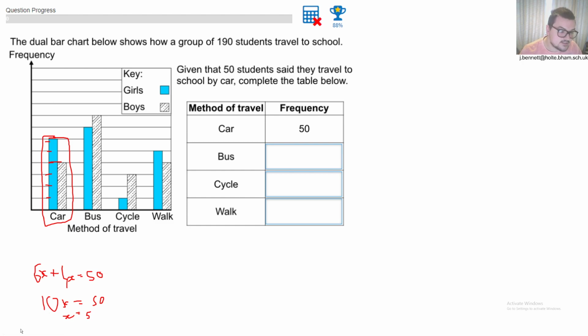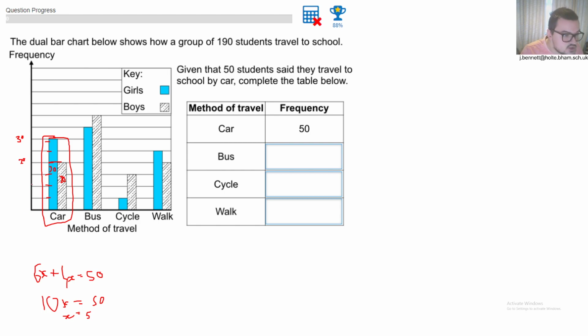So now we can replace these here. That 6x becomes 5 times 6, which is 30. Oh, sorry, so we can put 30 here. We can put 20 there. And that makes sense, because there are 20 boys that travel by car, there are 30 girls that travel by car, and altogether that makes the 50 that we're looking for.